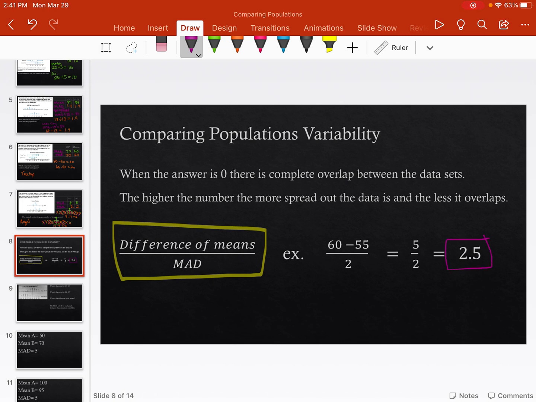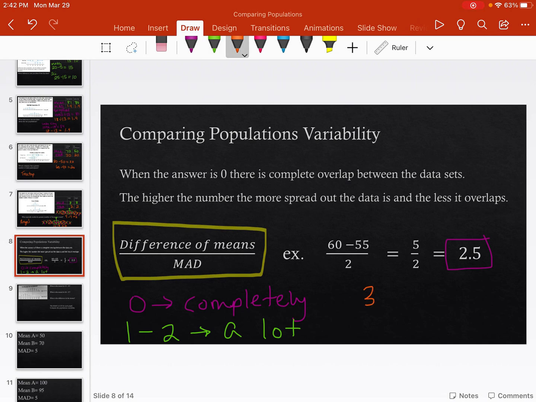So something for you to know is when you get a 0 as your answer, that means that they are completely overlapping. Okay, so I always think 0 difference between the two sets of data. They overlap 100% because it's 0 difference. If you get like a 1 to 2, then this is when I would say they overlap a lot. Like most of the stuff is overlapping. There's a few points here or there that don't quite overlap.